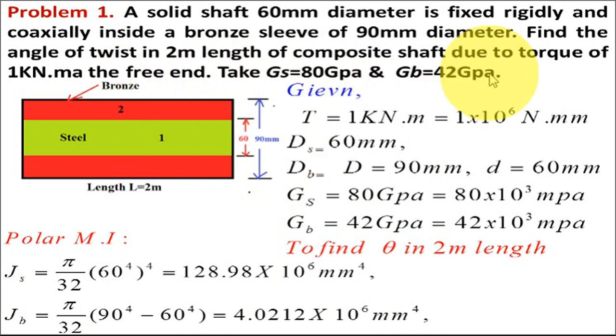And what do you have to calculate? Find the angle of twist, theta, in 2-meter length. It means the length of the shaft will be 2 meters. At that time, what will be the angle theta? So that is our question.